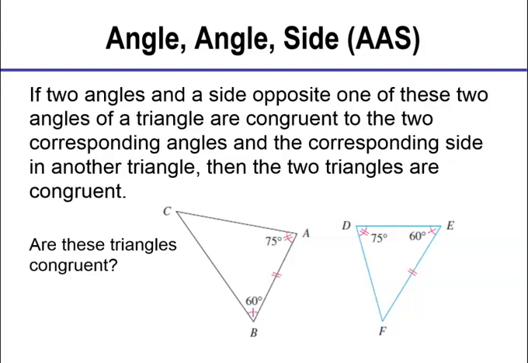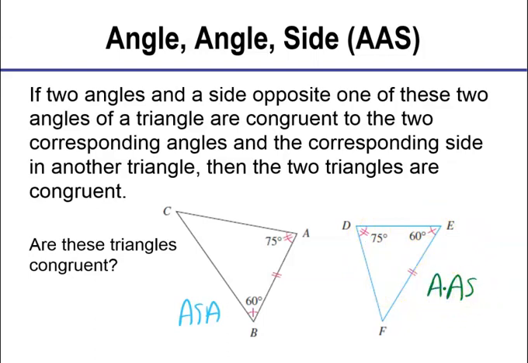And you look real fast and you go, sure we can, right? We've got 75 degrees and 75 degrees, and we've got 60 degrees and 60 degrees, and this side matches this side. But do you see what the problem is? Okay, so in this situation, I would say this is an angle, side, angle. But in this situation, we have angle, angle, side.